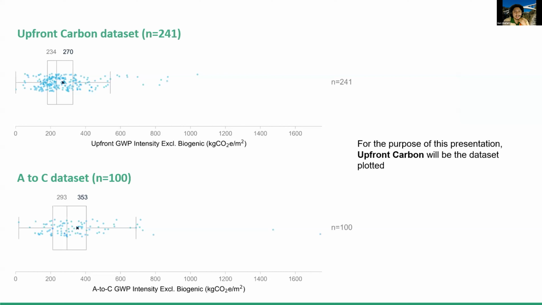So we partitioned the data into upfront carbon right now and an A to C data set, which includes end of life. Because structural engineers have the most impact for the materials that they procure, and because it was the largest data set that we had, we chose to use upfront carbon as the data set that we plot.